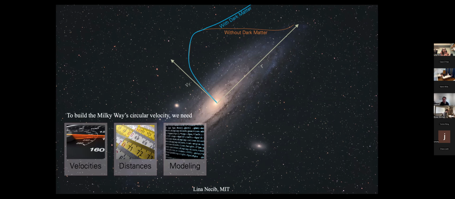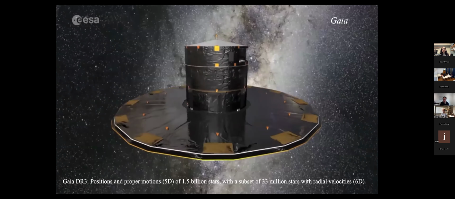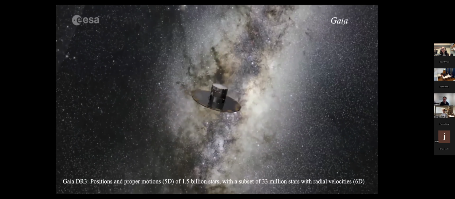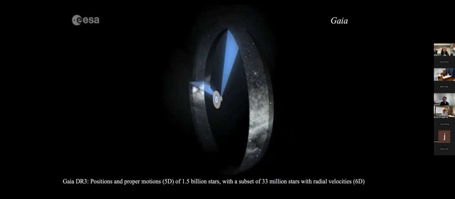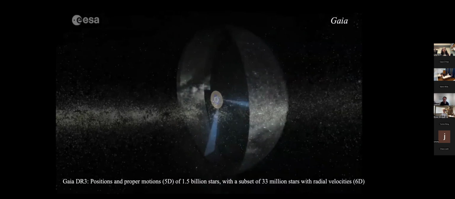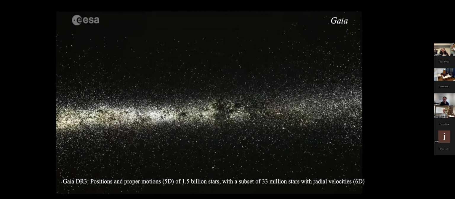So for that, we need really three things that we need to add: velocities, distances, and how you model everything. So let's start with the velocities. And basically, we have a machine that does that. Well, at least we had, because now it's shut down, unfortunately. But basically, the Gaia Space Mission was launched in December 2013 with the goal of providing us with proper motions and parallaxes of so many stars.